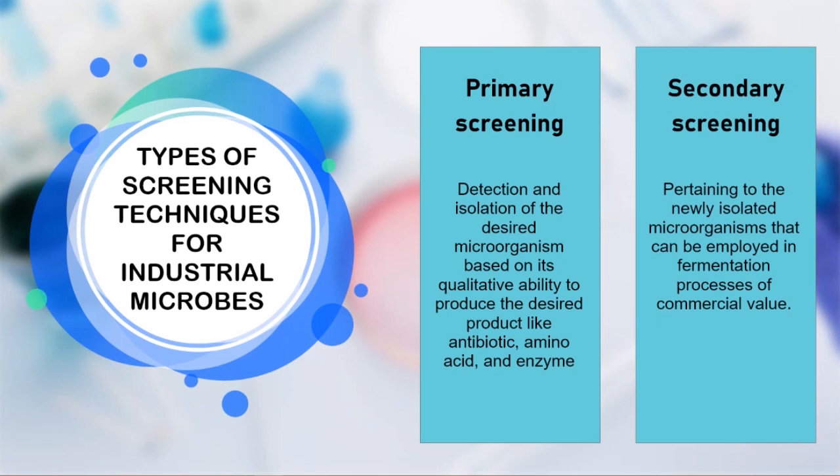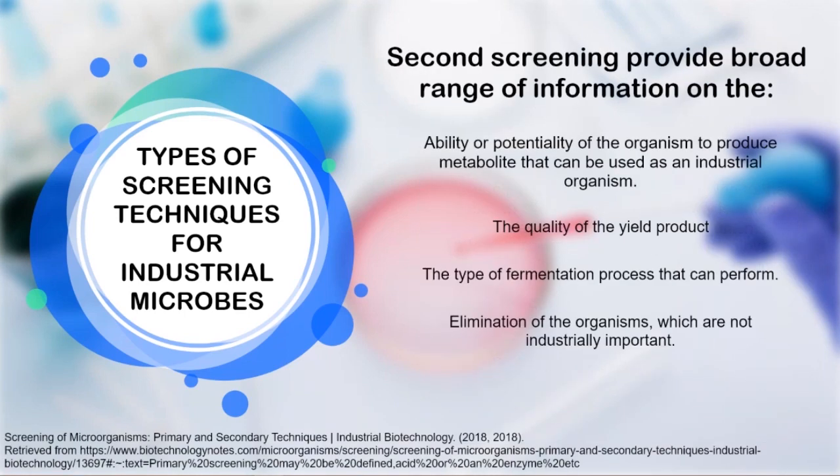Like I have mentioned before, the function of primary screening is just for detection and isolation of microbes, but it cannot give the details of production potential or yield of the organism. Such details can be discovered by further experimentation and are known as secondary screening. Secondary screening can provide a broad range of information such as the ability of the organism to produce a metabolite that can be used as an industrial organism.